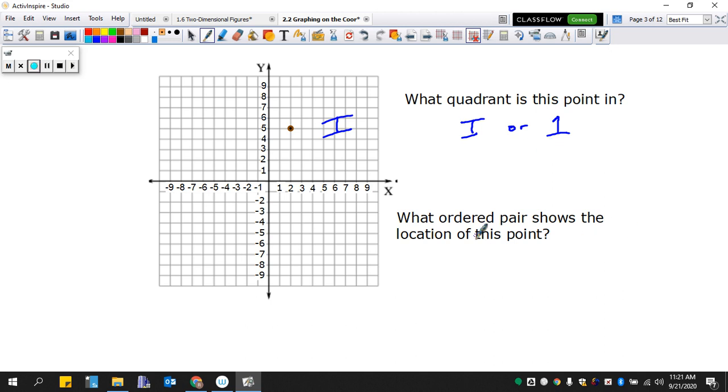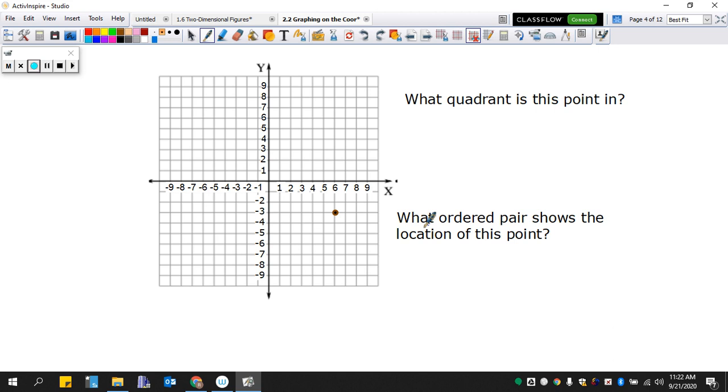What's the ordered pair that shows the location of this point? Well, if I bring this point down, you see that the x value is at 2. So I put a parentheses, put the 2 down, put a comma, then I come up and look at the y value, which is 5. Then closing parentheses. So the ordered pair that shows this location is (2, 5).